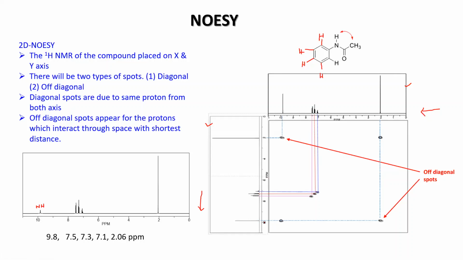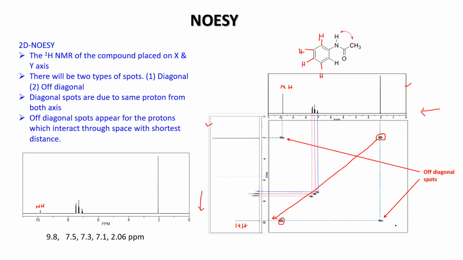Now look at the NH. So here NH proton, right? This is NH proton around 10. This is also NH around 10. So I have to consider this one and this one. So this is again a diagonal spot due to NH from both sides, and this is again a diagonal spot due to methyl from both sides. So ultimately, these are the diagonal spots, right? Now off diagonal spots, these two spots are off diagonal.